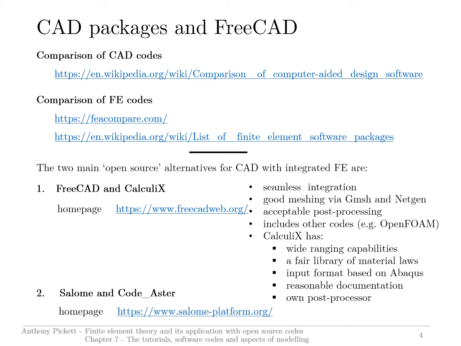At the top here, I've given some links for comparing available CAD codes and FE codes. These links give a very complete list of commercial and open source codes that are available for both CAD and finite element analysis. And from these, essentially, if you want to go the route of using open source software, then there's two main possibilities, that is using FreeCAD with Calculix or using Salome with Code Aster. I selected FreeCAD and Calculix.